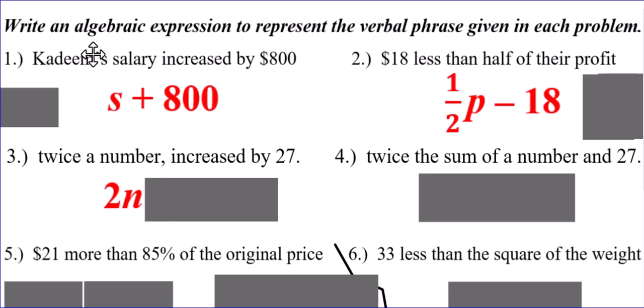So like Kadim's salary, I chose S for salary. Twice a number, I chose N for the number. But you can choose generic variables if you want, like X or Y. It's totally up to you.